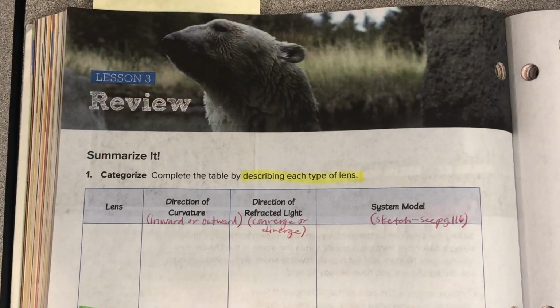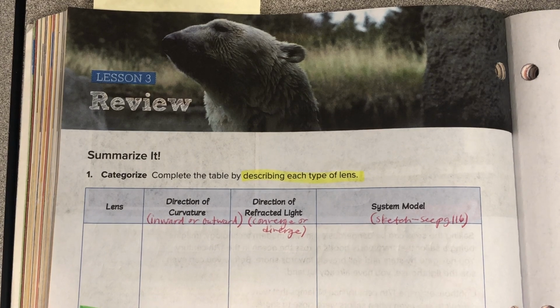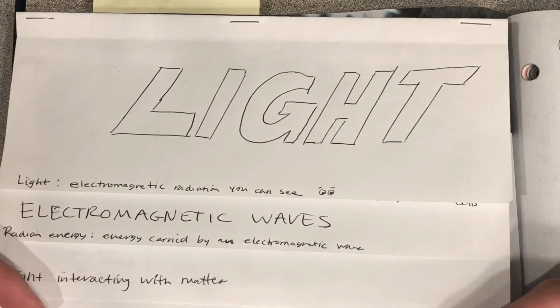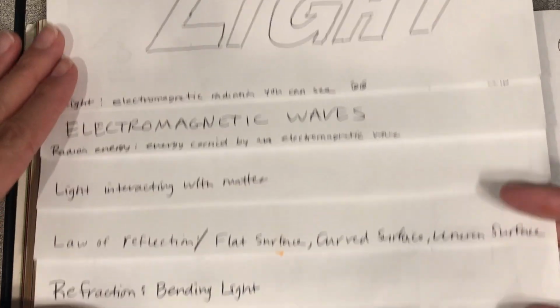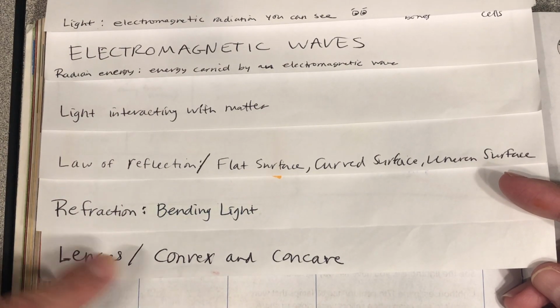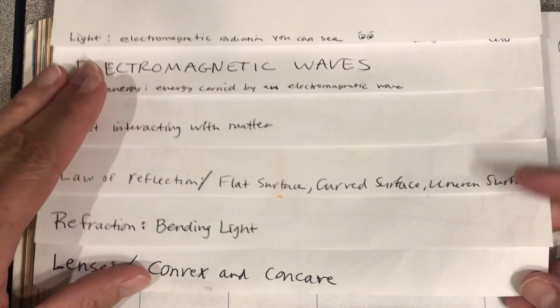Finish up lesson 3 on refraction and lenses by going over the lesson review. One thing I forgot to do yesterday is add our reading and vocabulary words to our foldable. So pull that out one last time to add to our notes here. The very last flap is lenses, and we're looking at convex and concave lenses here.